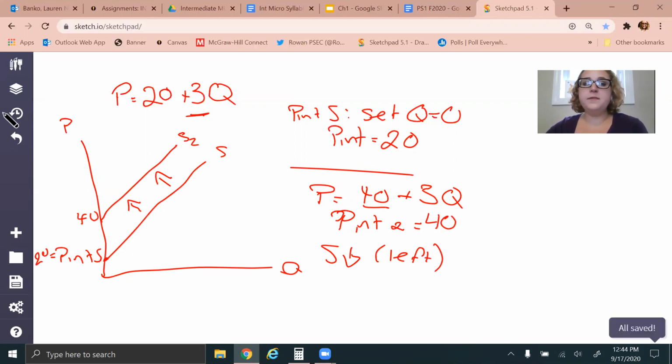Now it fell even though our constant terms in our equations went up. We went from 20 to 40. Because of the shape of this curve, having a higher intercept actually means we have a lower supply. If our intercept were to fall, go to 10, or even become negative, and that's possible, then we would have an increase.